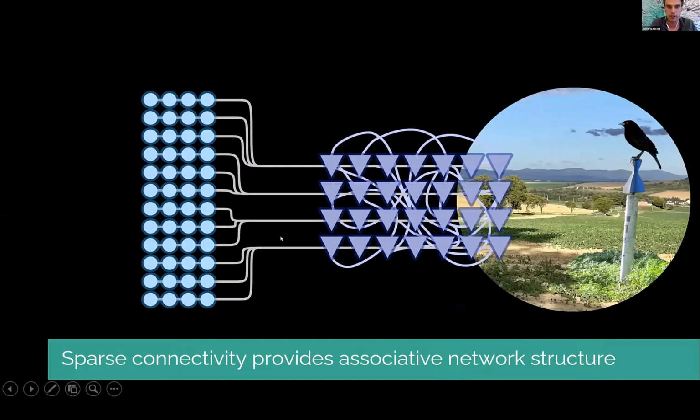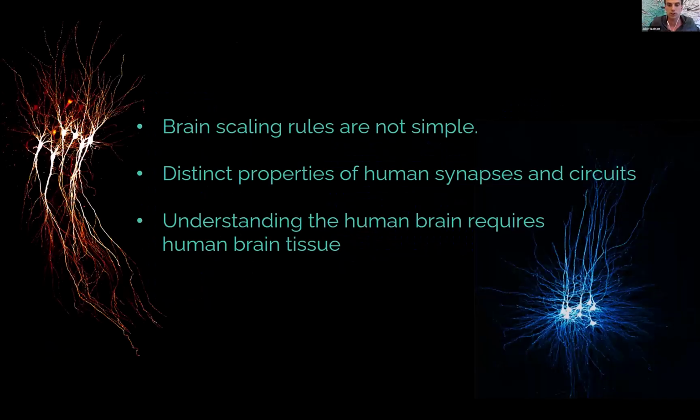And so here, going back to our schematic, what we propose is that this sparse connectivity in the hippocampus in CA3 gives you a network that is able to associate stuff. It's able to associate all sorts of incoming input, which is exactly what you want from an associative memory storage network. And that's the conclusion I take away from this work: brain scaling is not simple, and maybe we should think a little bit more about what the properties of human synapses and circuits are, because I think most people, me included, I'm classically a mouse physiologist, would walk around saying, yes, we're trying to understand the human brain.